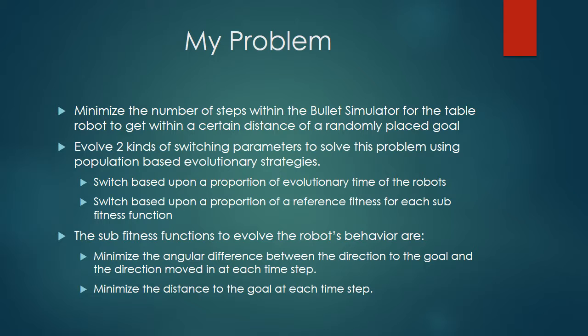So my problem was to minimize the number of steps within the bullet simulator for the table robot from our homework to get within 1 unit of a randomly placed goal that was 20 units away from the starting position. For this, I came up with two sorts of switching parameters, one that was proportional to the evolutionary time of the robots, or switching parameters that were based upon a proportion of a reference fitness for each sub-fitness function. And these sub-fitness functions were either to minimize the angular direction of the robot at each time step from the direction to the goal, or to minimize the average distance of the robot from the goal at each time step.